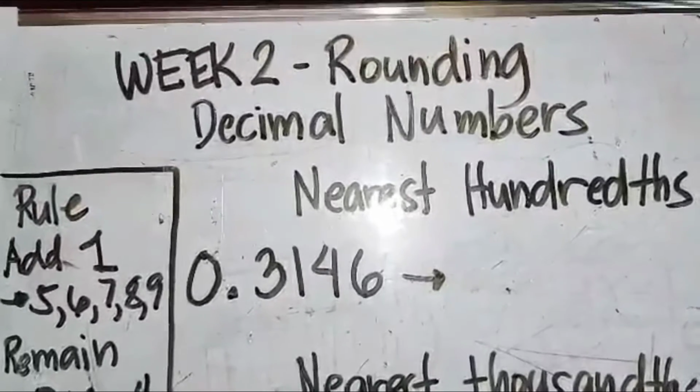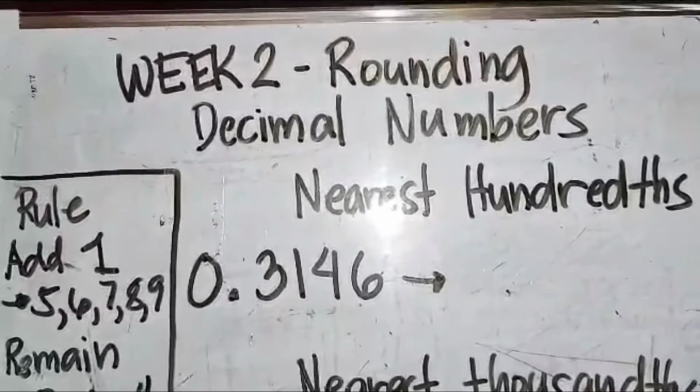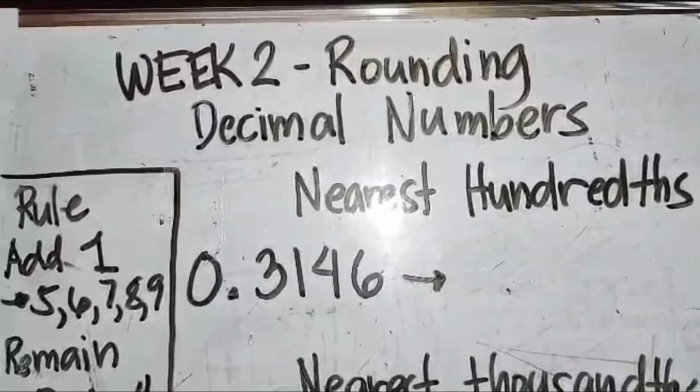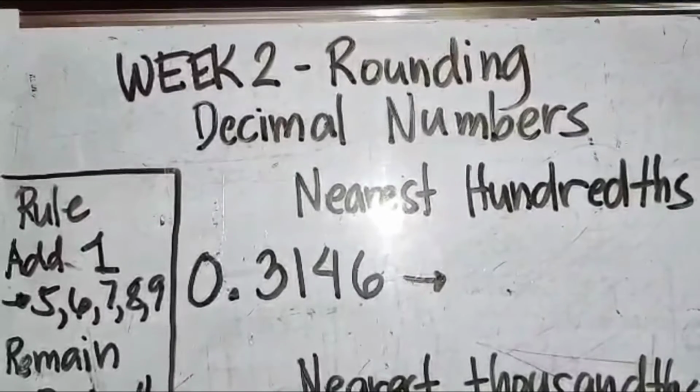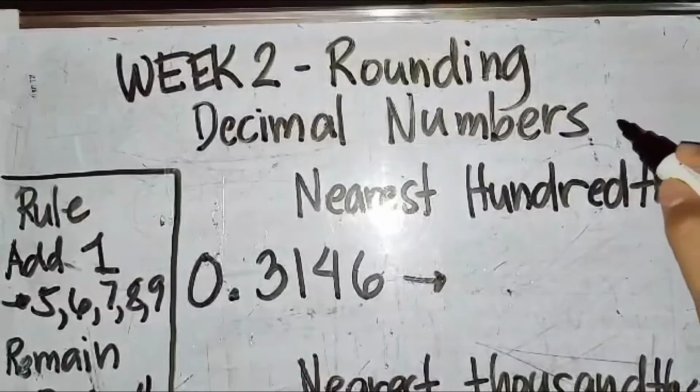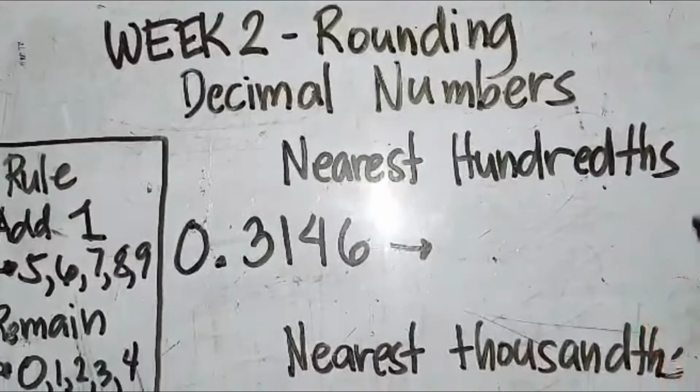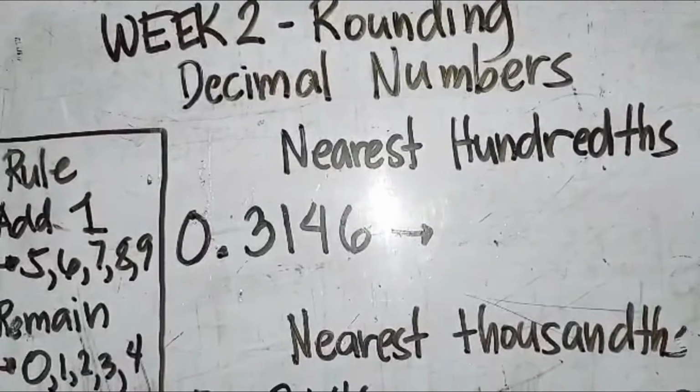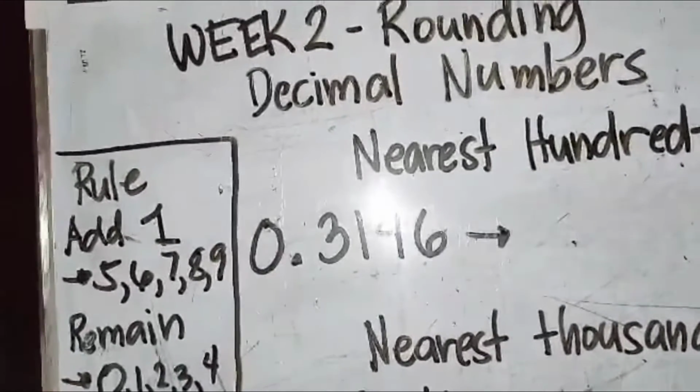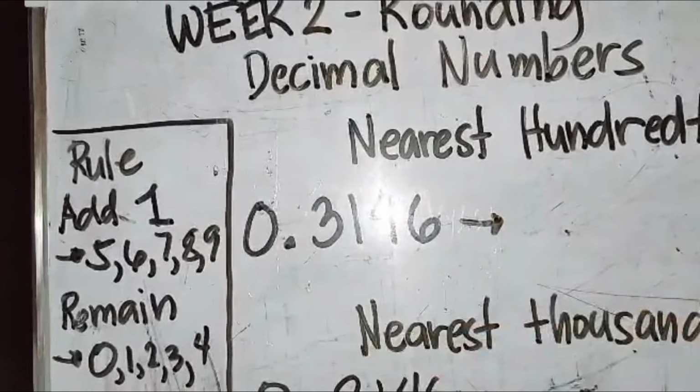Okay, good morning. So we are now on week 2 of your math for the second quarter. So we have there 2 lessons. The first lesson is all about rounding decimal numbers to the nearest hundredths and nearest thousandths. Okay, so first off, we're going to talk about the rules in rounding off.